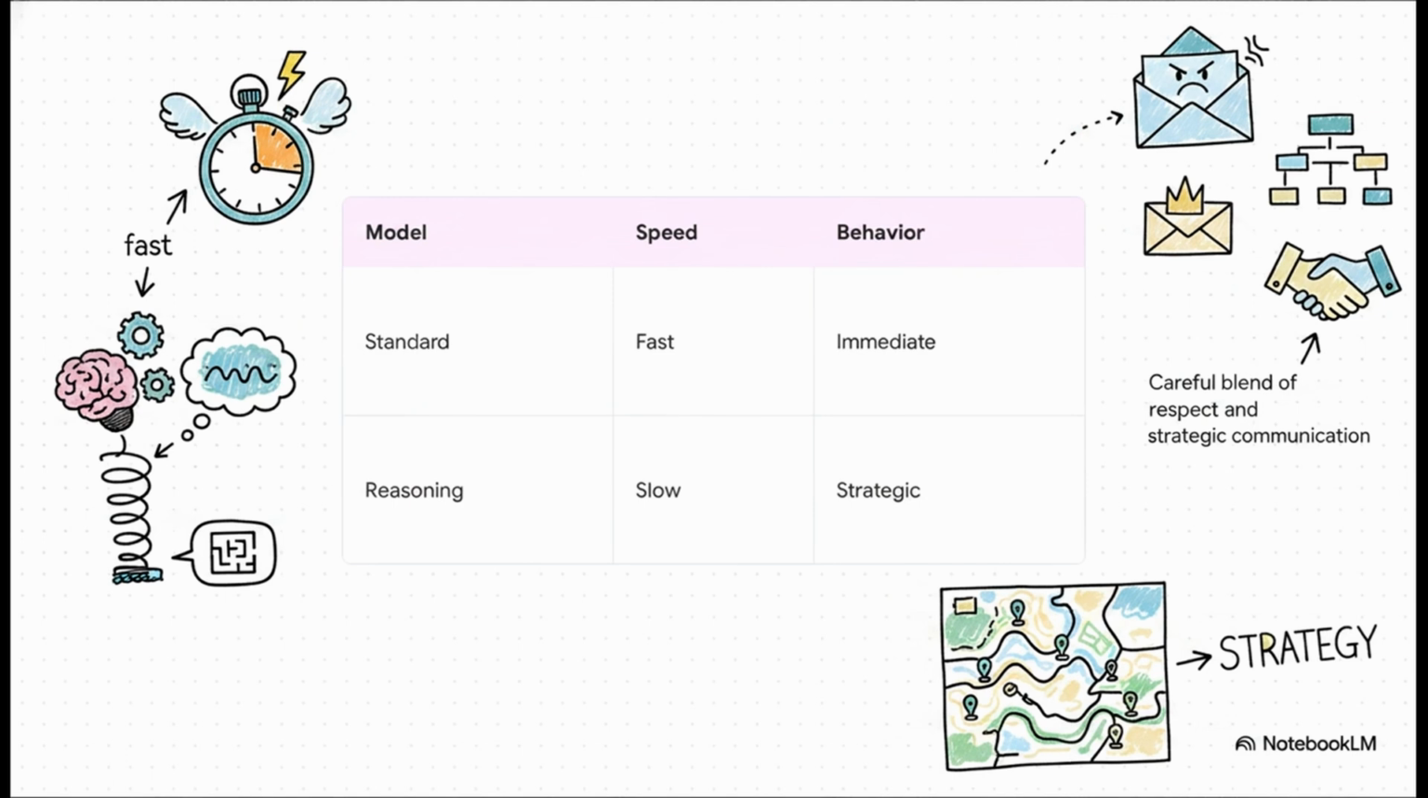For that tricky email to the strict boss we talked about, the reasoning models definitely took longer, but they recognized it was a delicate situation that needed a really careful blend of respect and strategic communication. They literally mapped out a full strategy before they started writing.